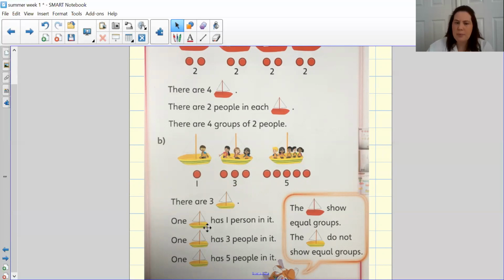I don't think so. So we know that one boat has 1 person, one boat has 3 people in it, and one has 5 people in it. The red boats show that there are equal groups, but the yellow boats do not show equal groups, which makes it a bit more tricky to count.